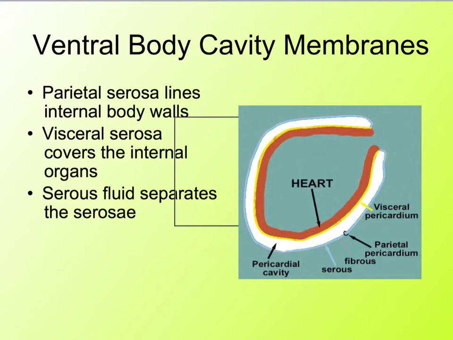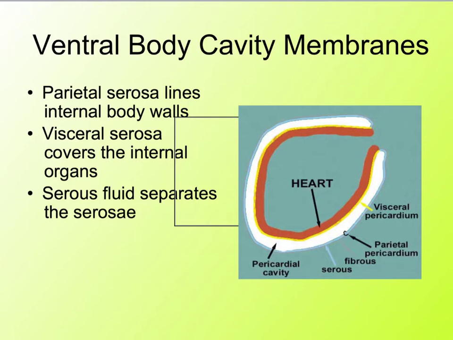The ventral body cavity membranes. So we have the parietal serosa, which lines the body walls. So it's going to be the one that is right within the skeletal and muscle layer, so it's kind of lining the entire body wall. A visceral serosa covers the internal organs. So these membranes are a certain type of tissue that lines it, so it's like a lining. And so the parietal is around the body walls, the visceral is around the organs, and then what separates those two from each other is a serous fluid. And this helps create a friction-free environment.